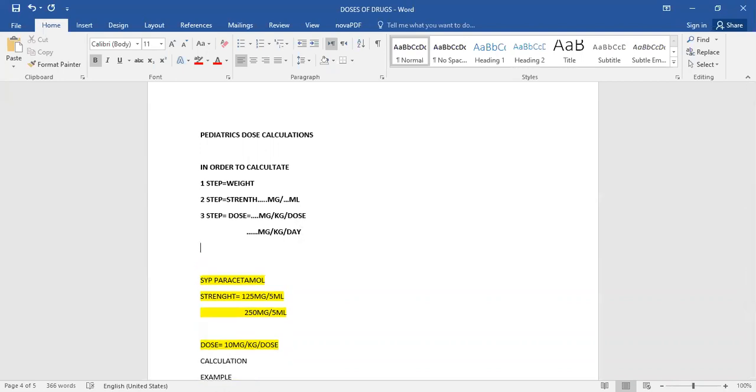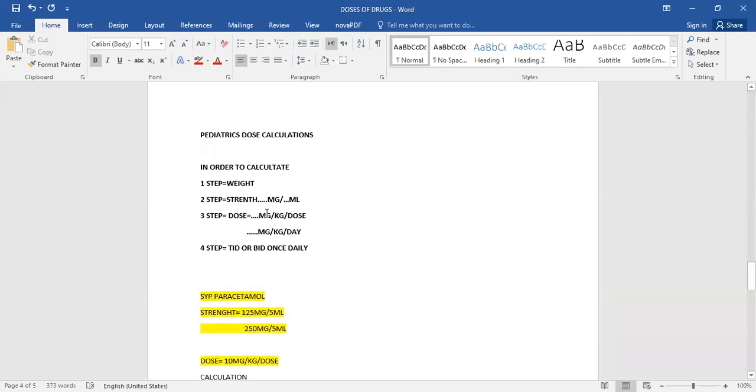Now you know the fourth step. If you have understood these three steps, then it comes to the fourth step. The fourth step is the frequency, TID or BID or once daily. Here the job is easy. If you want to give, for instance, azithromycin, it's once daily. You calculate the dose per day, and you will give it all at once.